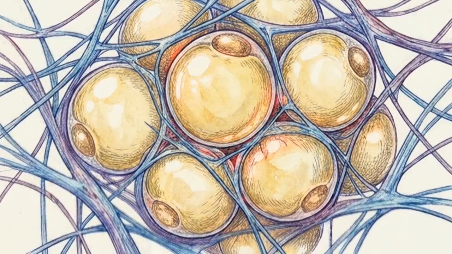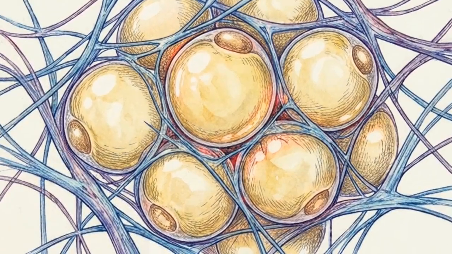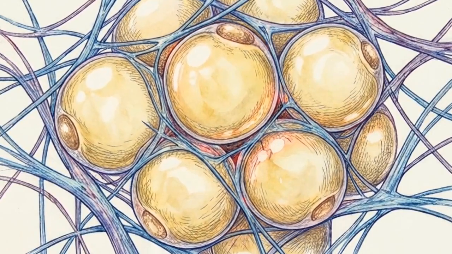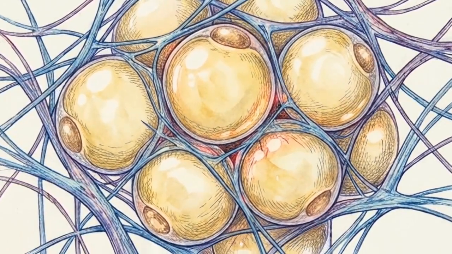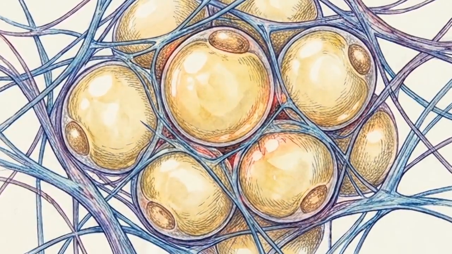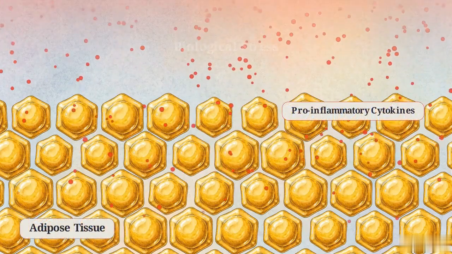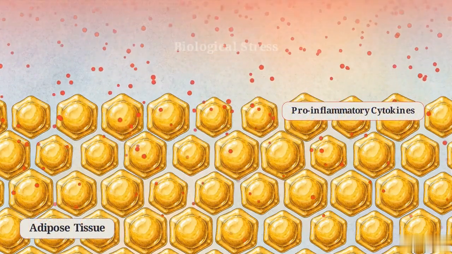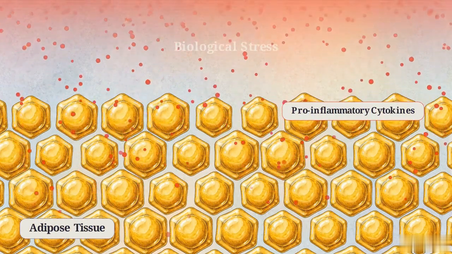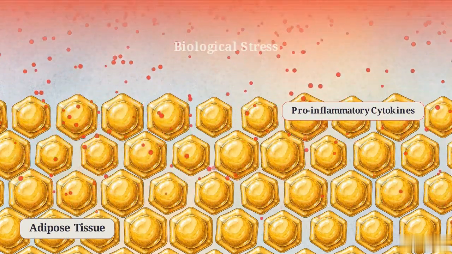Medical consensus has long associated metabolic syndrome with a chronic, low-grade, and static state of inflammation. The traditional model focuses on adipose tissue, assuming that fat cells continuously secrete pro-inflammatory cytokines to maintain a steady simmer of biological stress over years.